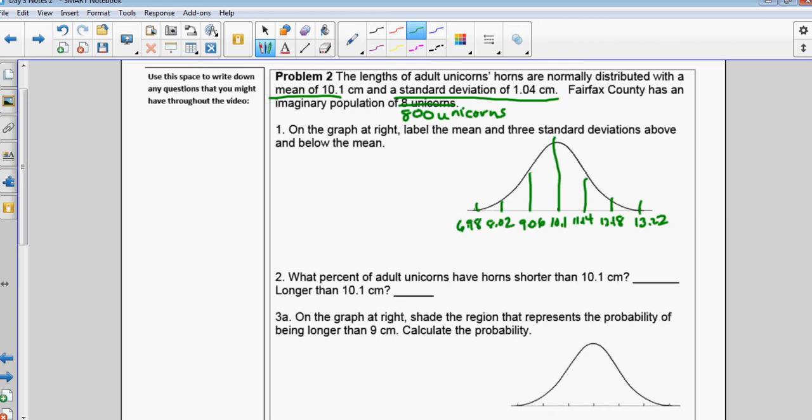So in problem 2, it says what percent of adult unicorns have horns shorter than 10.1 centimeters? And you can see 10.1 is your mean, so that means 50% on each side. So 50% shorter and 50% longer.